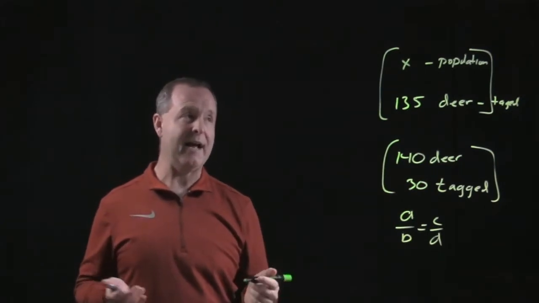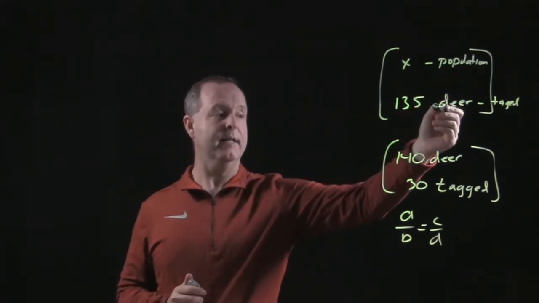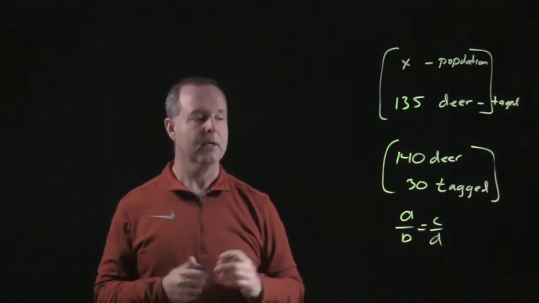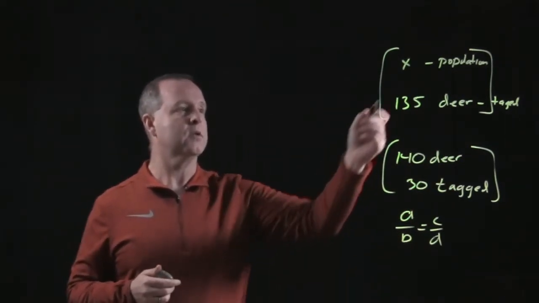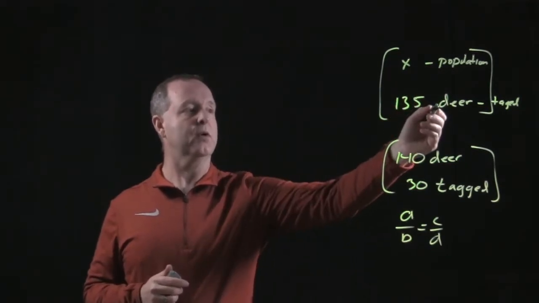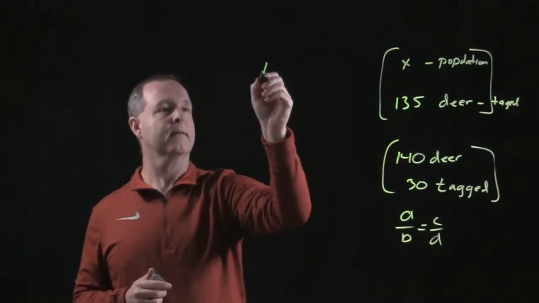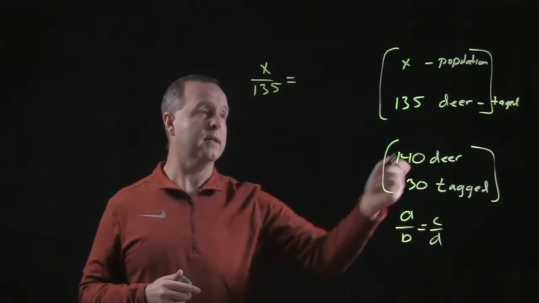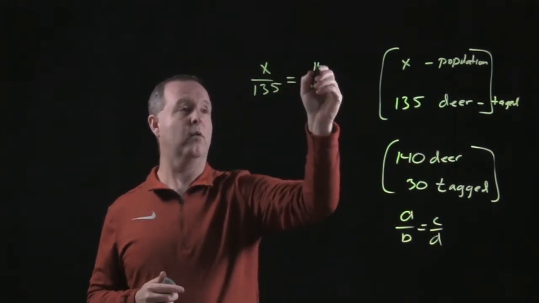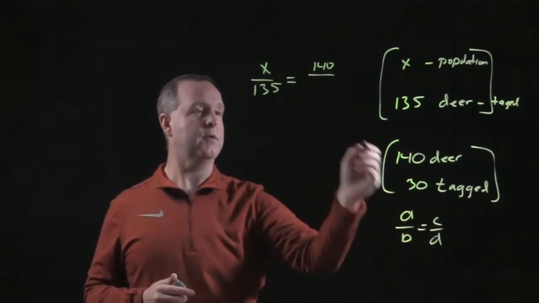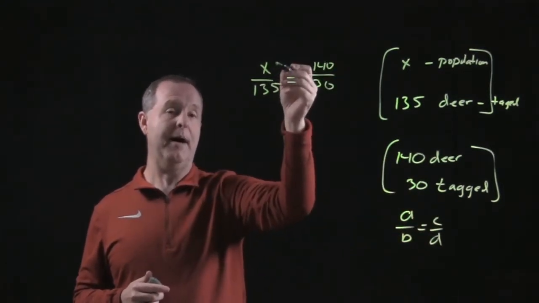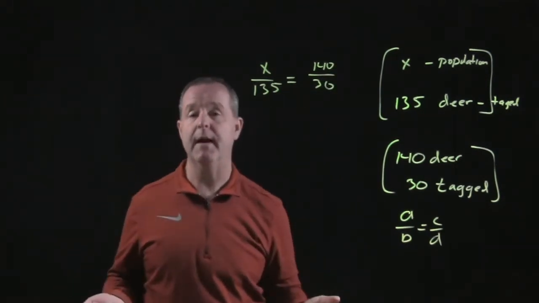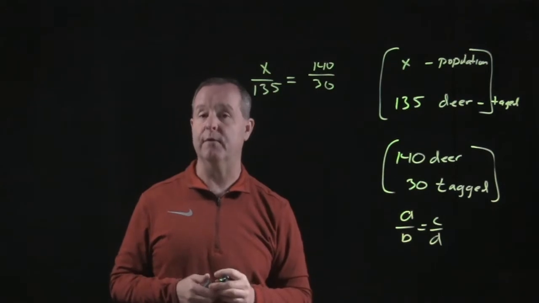So you can see what I have here. Population to tagged, local population to tagged. I have thises and thats. So let's go ahead and work that through. So population to total deer tagged, X to 135 equals, how many tagged do I have? 140 to 30 tagged. Total population to tagged as sample population and tagged. So from there, I'm able to develop a proportion solving for X.